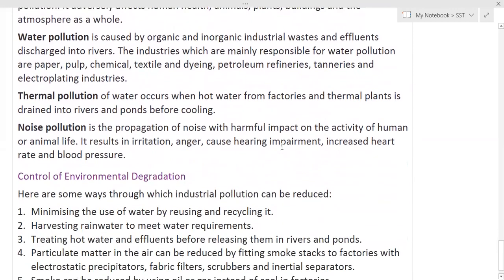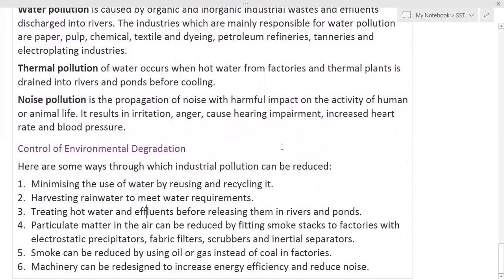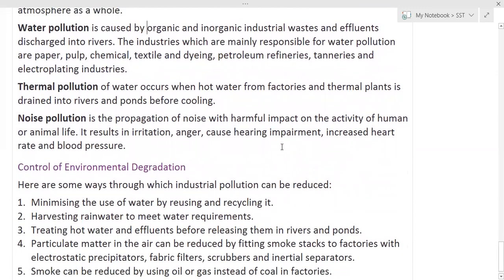Water pollution is caused by organic and inorganic industrial waste. So organic and inorganic, you guys know: what is made by nature is organic, and what we made is inorganic. This waste or effluent is discharged into a river. Industries mainly responsible for water pollution are paper, pulp, chemical, textile and dyeing, petroleum refineries, tanneries, and electroplating industries. So these are responsible for water pollution.